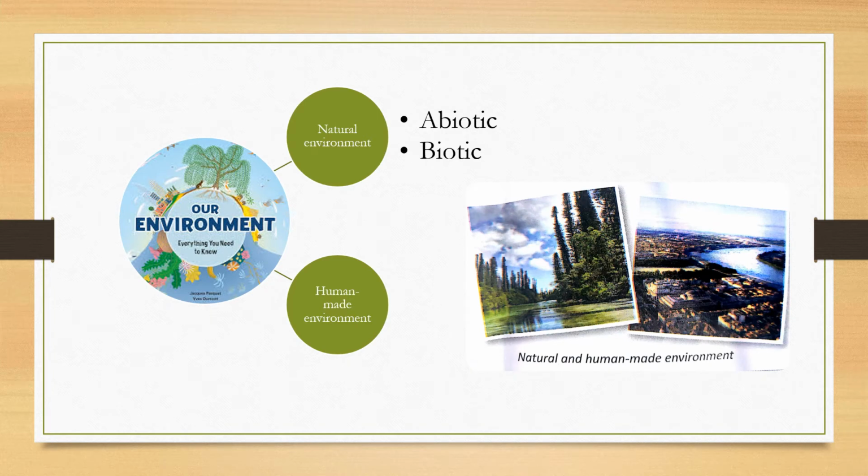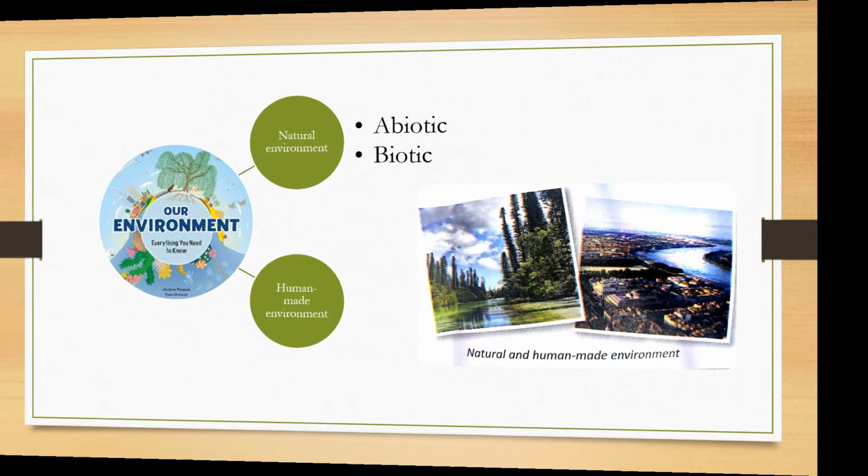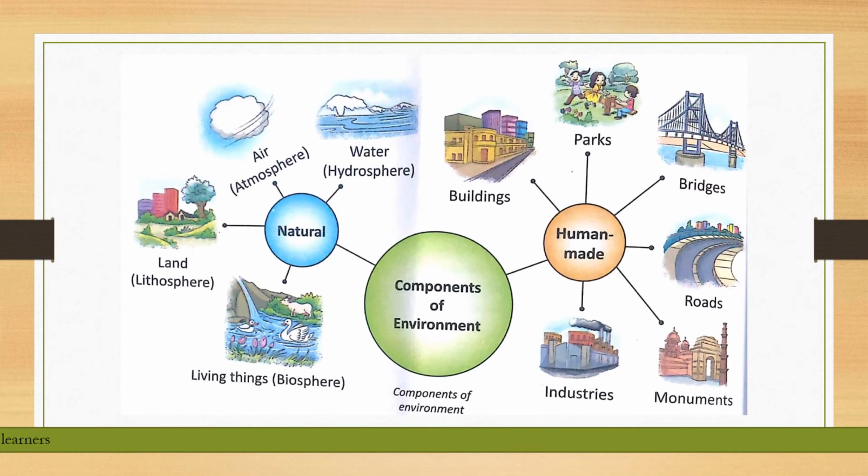The natural environment consists of both abiotic and biotic components. Biotic are the living components, abiotic are the non-living components. Natural environment includes mountains, rivers, vegetation, etc. Human-made environment includes industries, roads, buildings, transport networks, etc., which are built by humans. The natural and human-made environments change from time to time as they interact with each other.